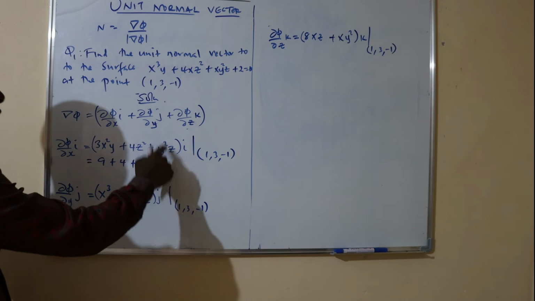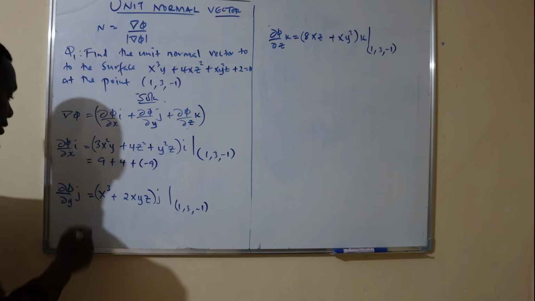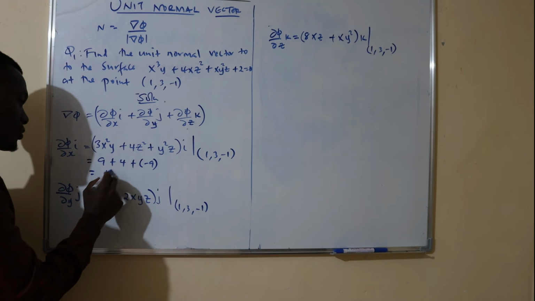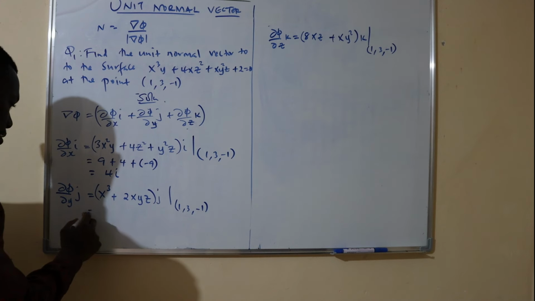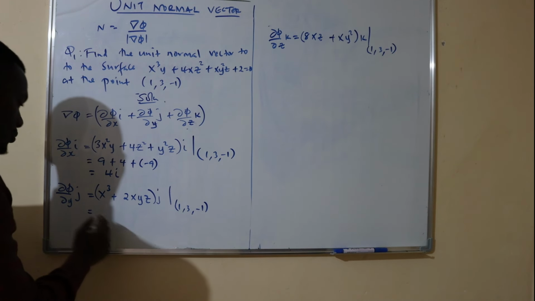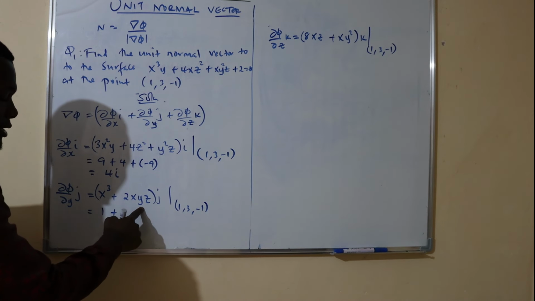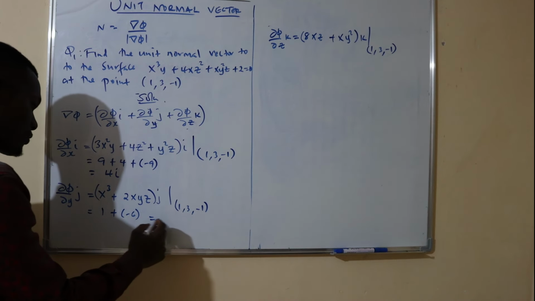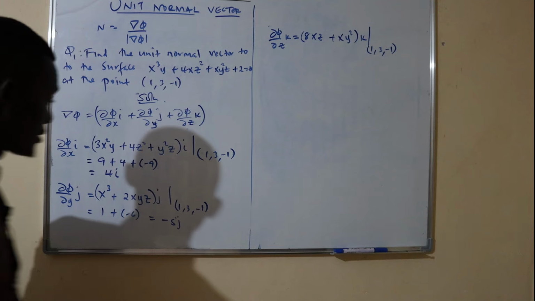Yes, this one, 3 squared, gives us 9, and this one is negative. So this one gives you 9, and negative 9 goes, you get 4i. Go to the next. X is 1, cubed is 1, plus 2 times 1, 2, 2 times 3, 6, 6 times negative 1, negative 6. So therefore we'll have negative 5j.